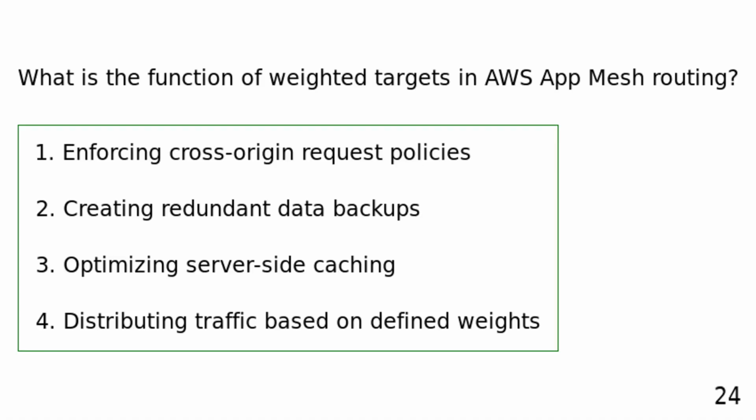What is the function of weighted targets in AWS App Mesh routing? Enforcing cross-origin request policies. Creating redundant data backups. Optimizing server-side caching. Distributing traffic based on defined weights.